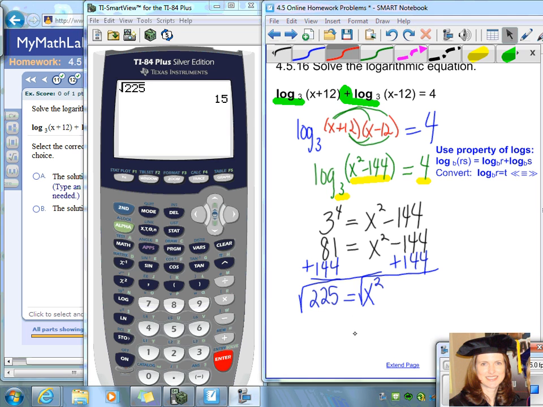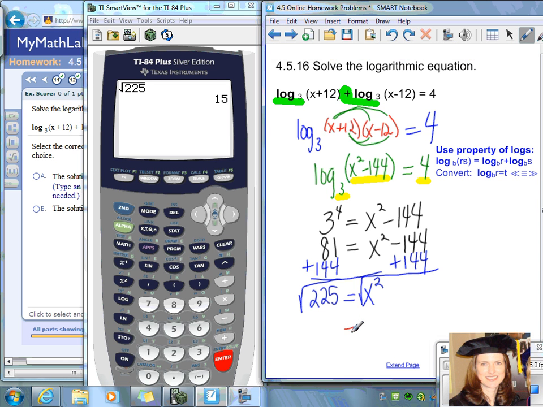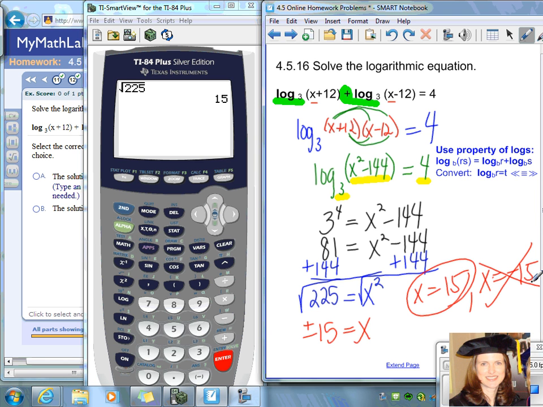So we get x equals square root of 225 is 15, but because this is a square root of the x squared, x could be either plus or minus 15. You do want to check the answers here. If you plug in positive 15 into the original equation for x, you get positive arguments. But if you plug in negative 15, you end up with a negative argument, and that's one of the rules when you're dealing with logarithms, that the argument can never be negative. It has to be positive. So x equals 15 is the only solution. We can eliminate x equals negative 15.